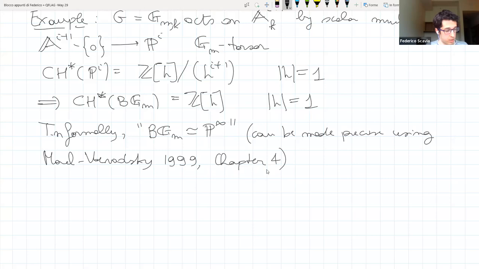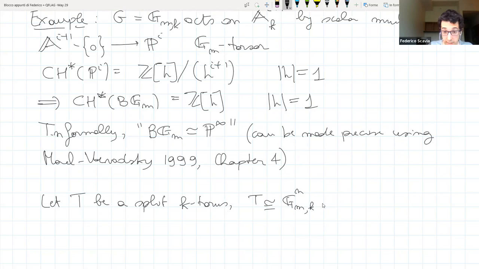So this is the case of a torus of rank 1, so G_m. Now let's consider the case of a split torus of arbitrary rank. Let T be a split K-torus. This just means that there is an isomorphism of T with G_m to the power n over K, and n is the rank of the torus.